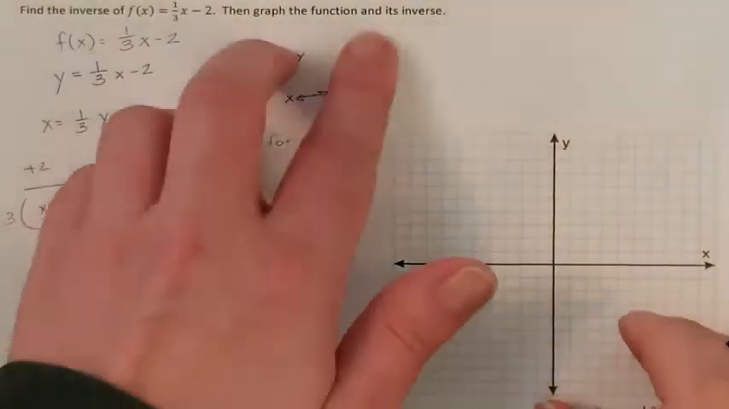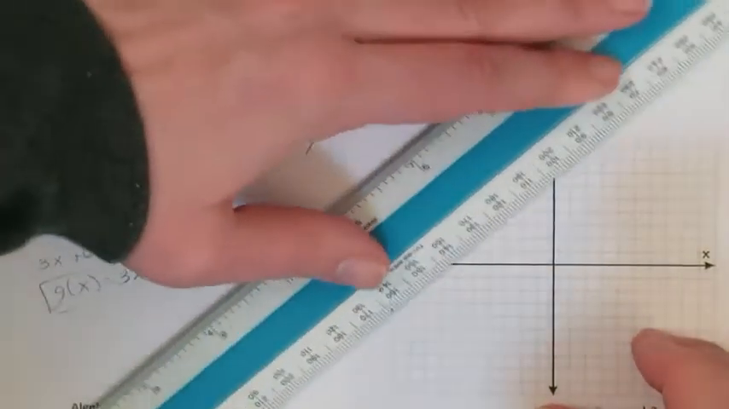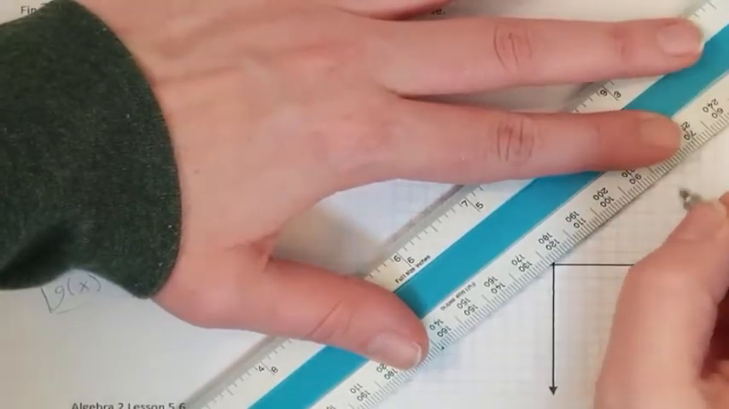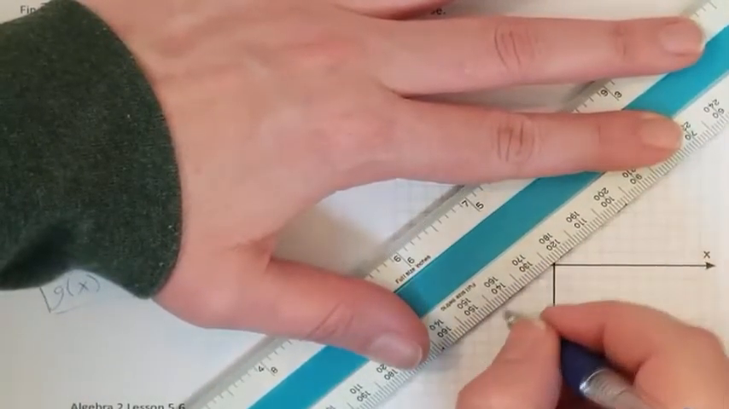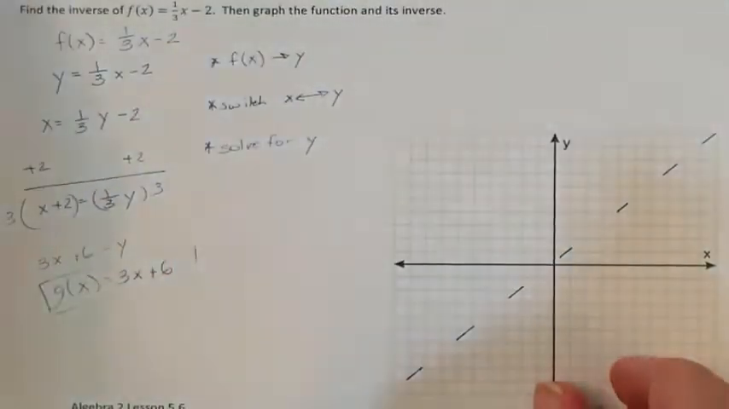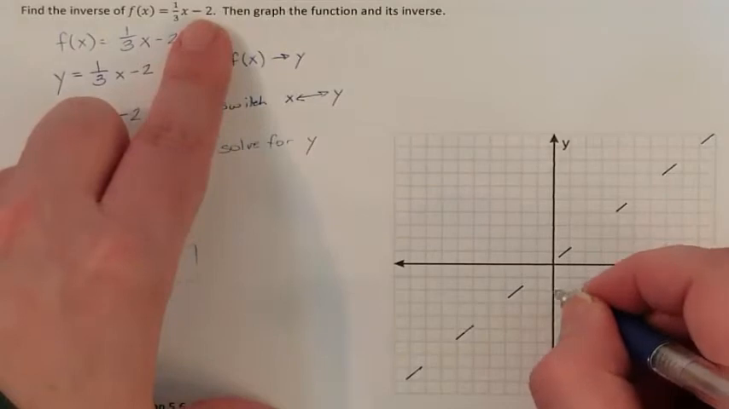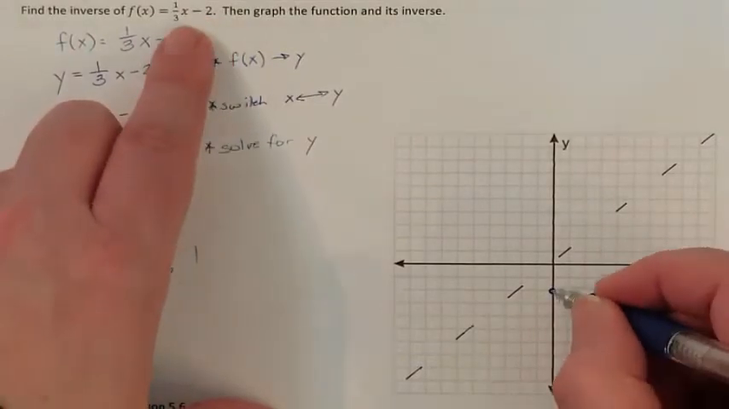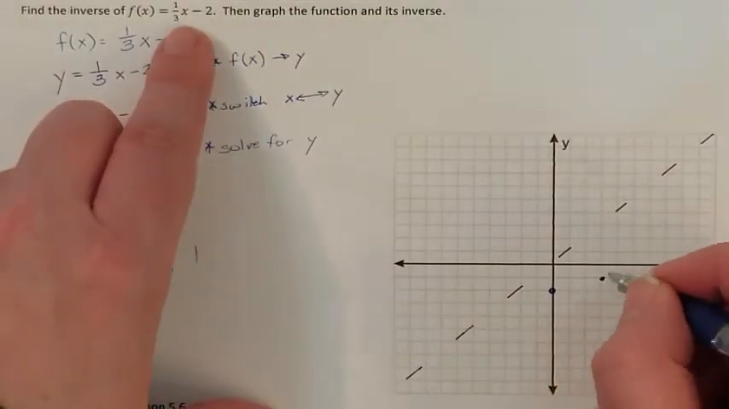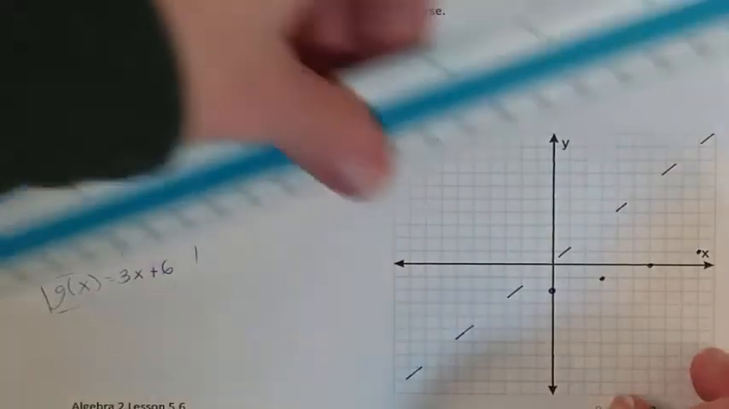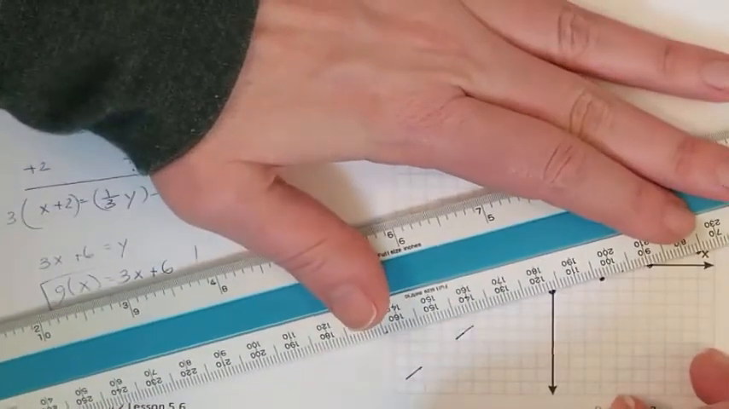I am now supposed to graph both of them. And when you graph them, you are supposed to observe that they do in fact reflect across this y equals x diagonal line. So graphing f first. The y-intercept is a -2. The slope told me to go up 1 over 1, 2, 3. Up 1 over 1, 2, 3. And you do that till you run out of graph paper. So this is my f of x line.